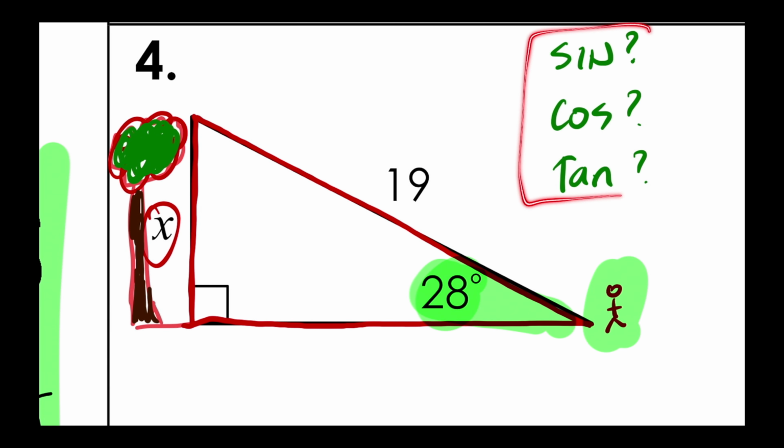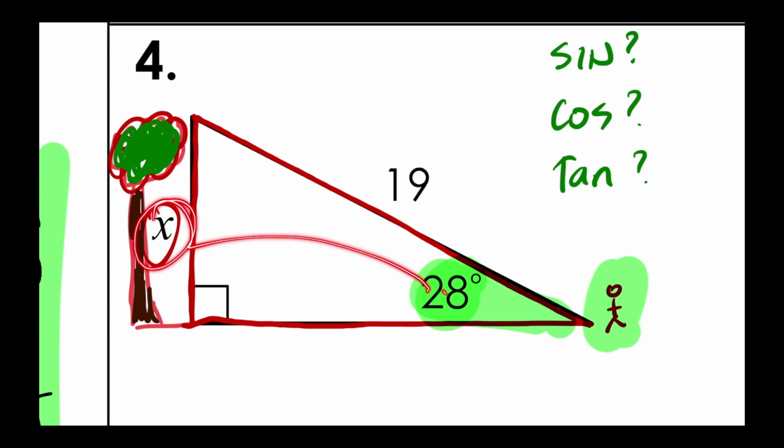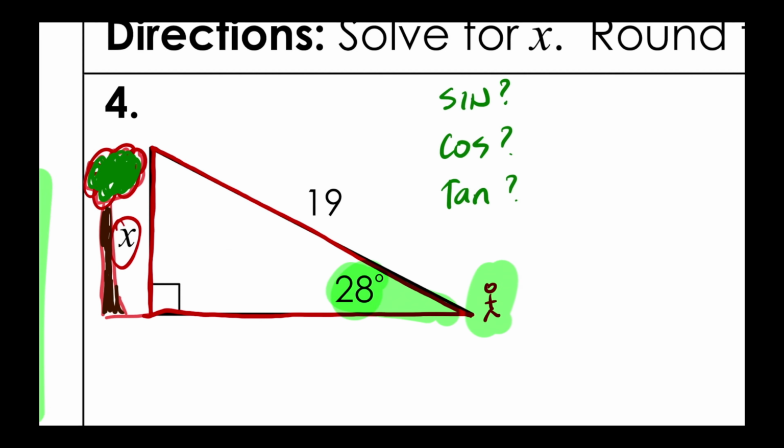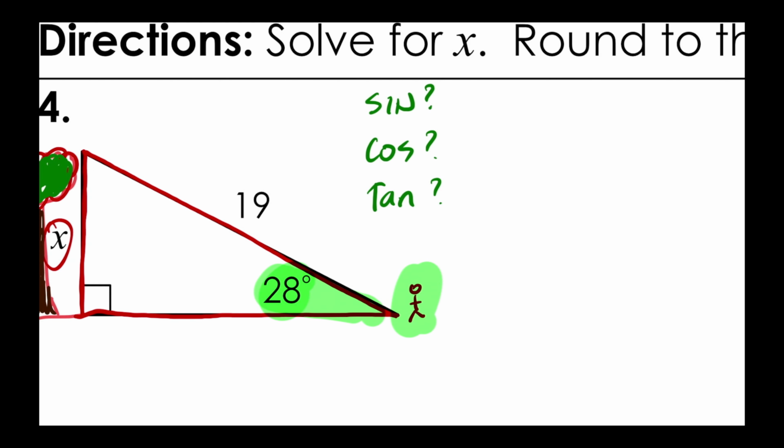So which one of these three deals with opposite leg and hypotenuse? Because that's what the problem is dealing with. Sine, cosine, or tangent? Sine. Very good, because sine is opposite over hypotenuse, and that's exactly what I have. I have the opposite, which I need to find, and I have the hypotenuse. So I'm not going to use these ones. I'm going to use sine.